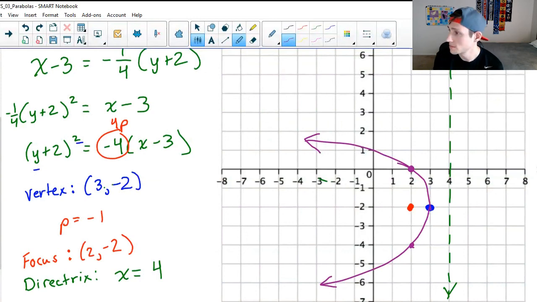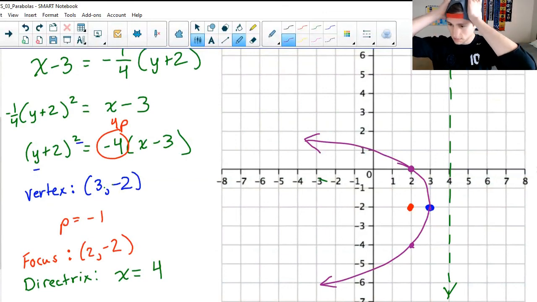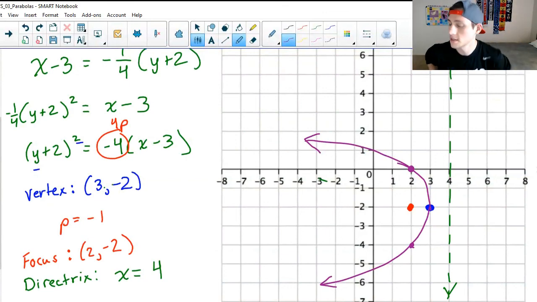Any questions? We're going to talk more about parabolas, but I just wanted to focus on introducing the equations and then graphing them today, so that tomorrow we can go in and talk about how to look at some characteristics and build our own equations based off of that.